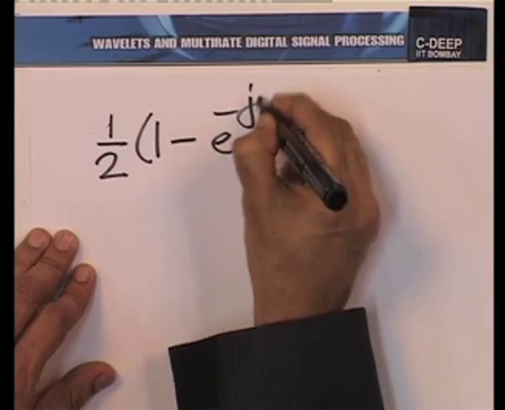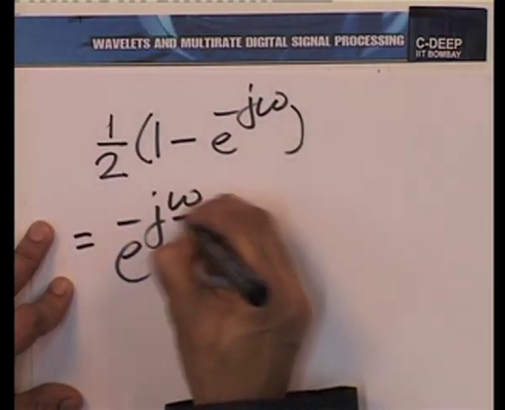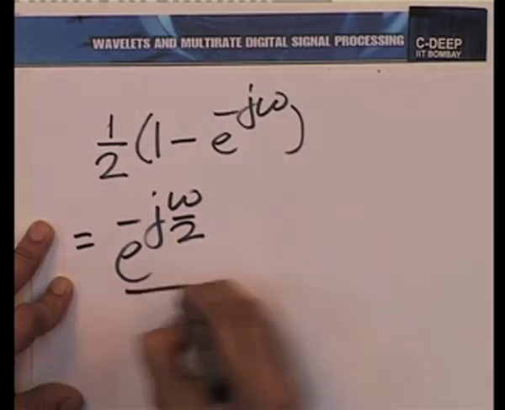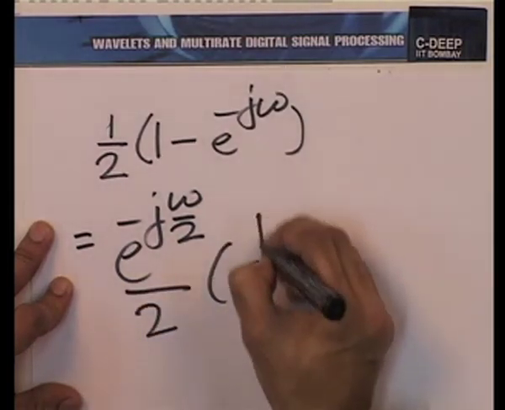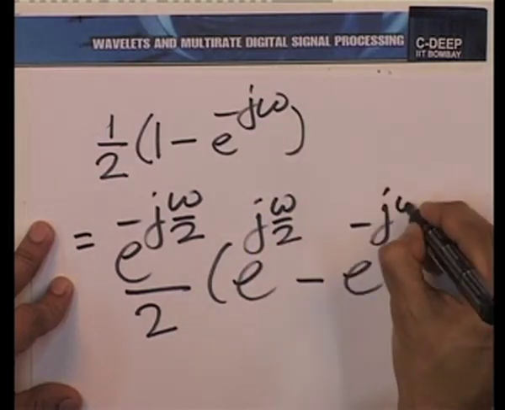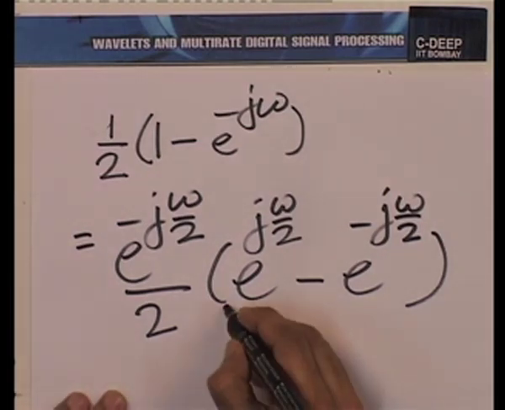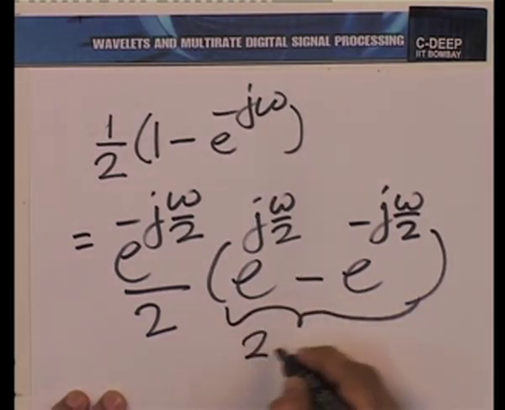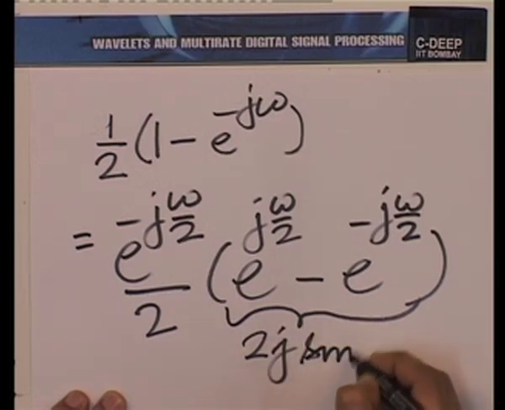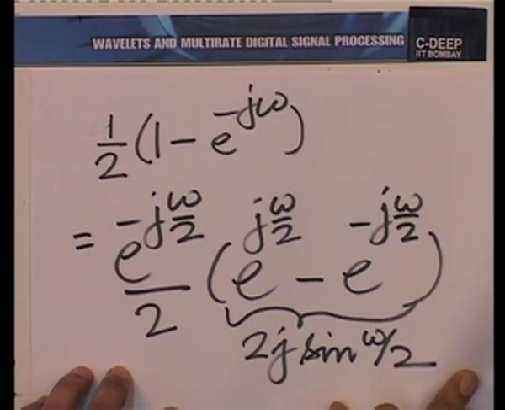and we play the same trick. We take e raised to power minus j omega by 2 common, and we have e raised to power j omega by 2 minus e raised to power minus j omega by 2. And once again one can recognize this is essentially 2j times sin omega by 2. So, now I can simplify this, put it all together.